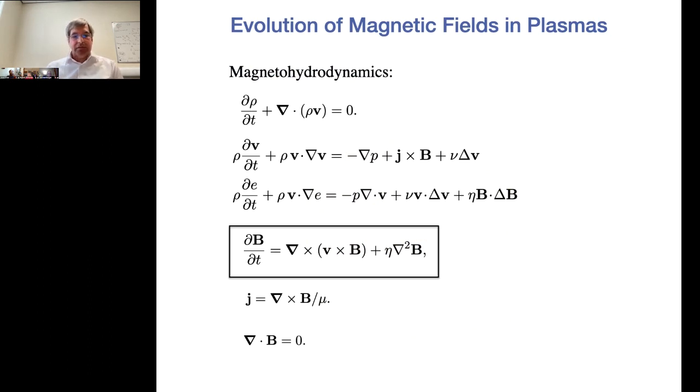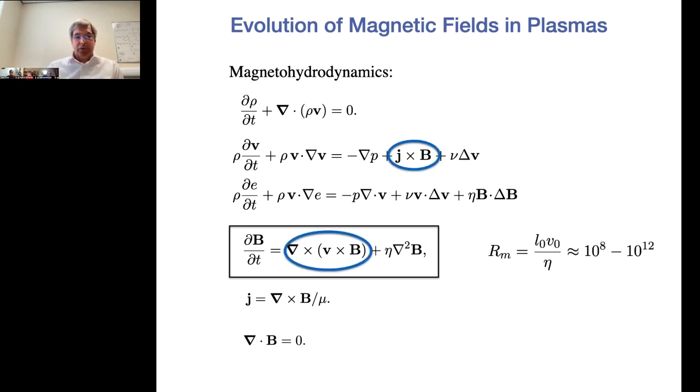And that induction equation has on the right-hand side two terms. The first one, the curl of V cross B, describes the effect of the flow of the plasma onto the magnetic field. And there exists a corresponding term in the momentum equation, which describes the action of the magnetic field on the flow via the J cross B force.